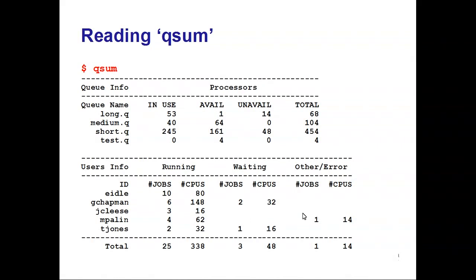And by the way, if your name is M. Palin, then great, you've got 62 cores running in 4 different jobs. But your 5th job is not waiting. It's over here in the other error column. It might possibly have gone into that error state EQW we talked about earlier. So if you run QSum and see your name beside other error, you should check and make sure you know what's going on.